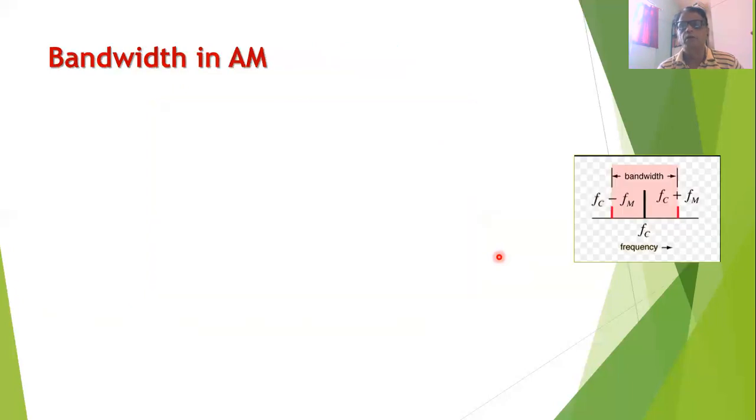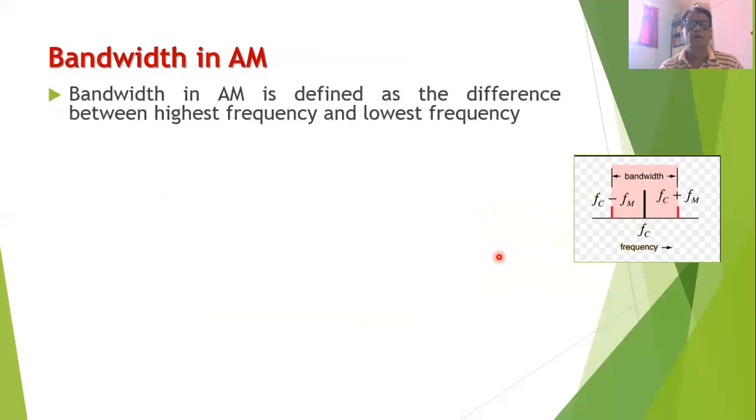Now we will go for the determination of bandwidth in AM. You will find that the bandwidth in AM is defined as the difference between the highest frequency and the lowest frequency. Now we know that in AM, the highest frequency is fc plus fm, and the lowest frequency is fc minus fm. And therefore, the difference between these two frequencies is referred to as the bandwidth in AM.